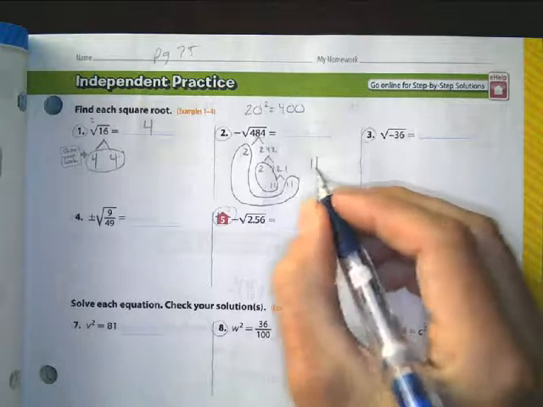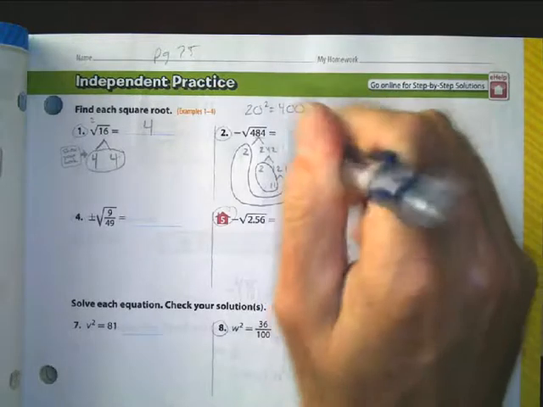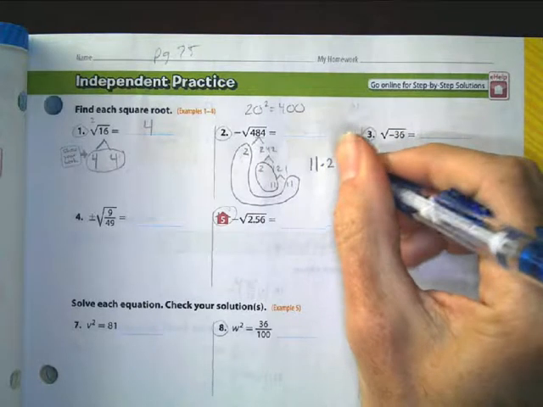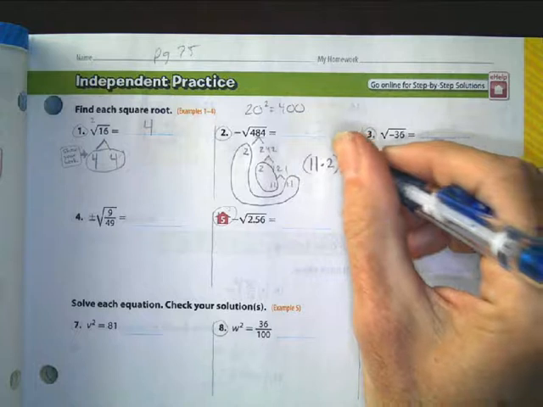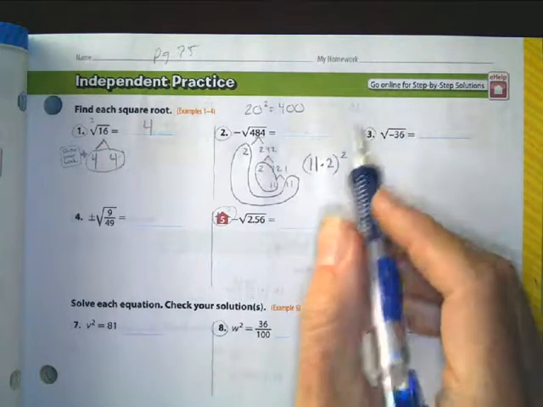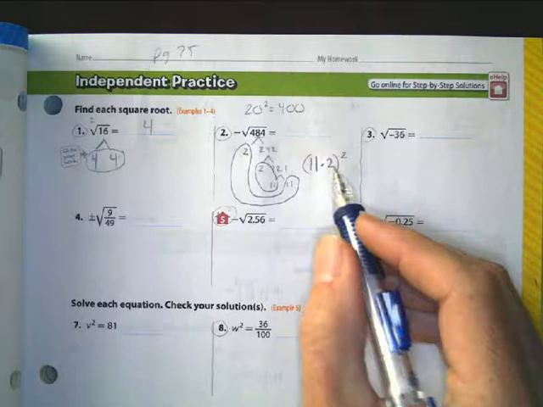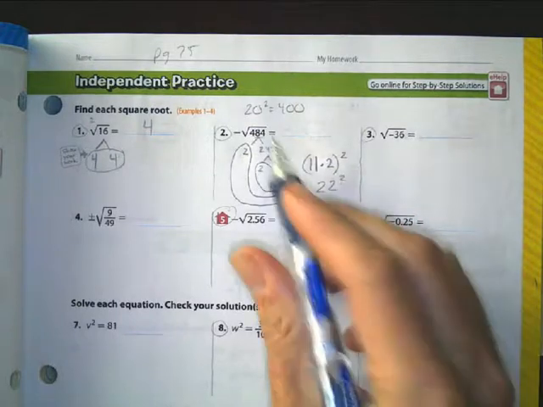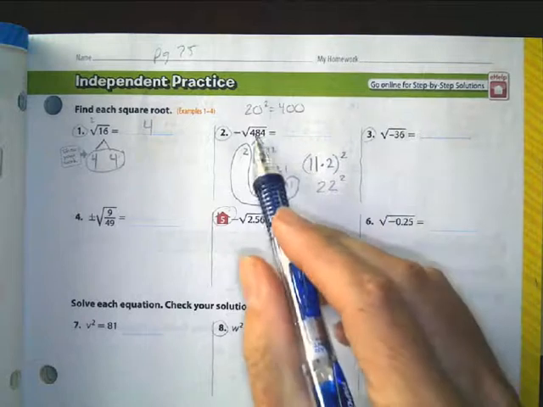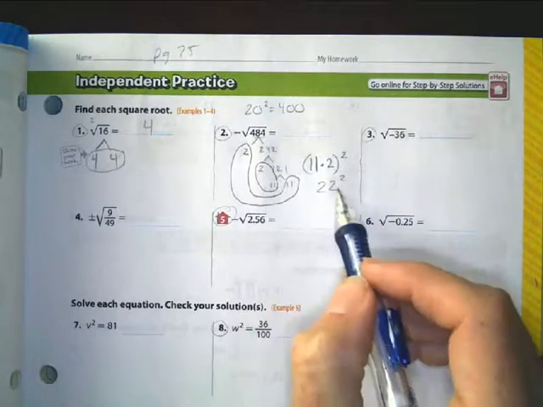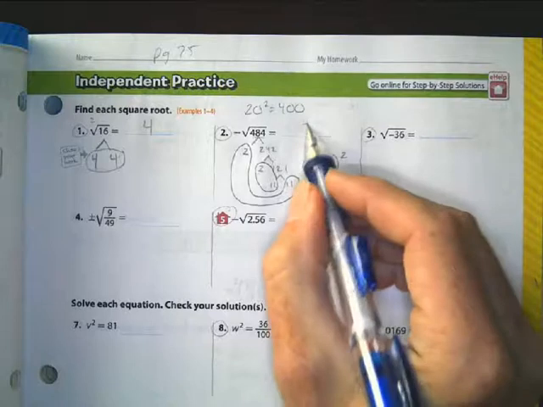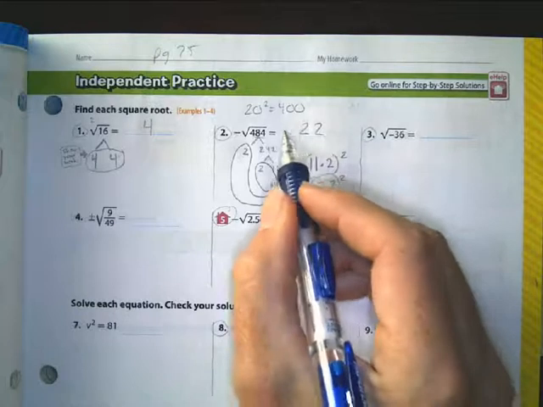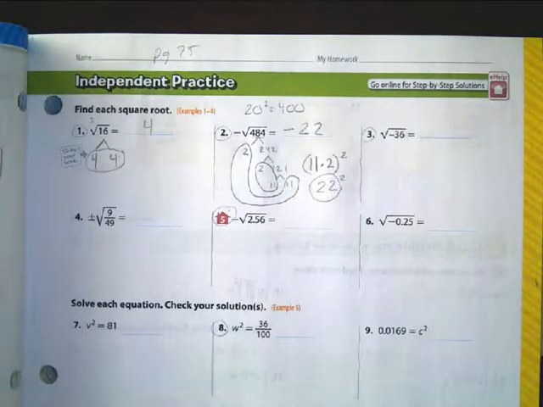So I actually have two groups. I have an 11 times 2, and I do that 2 times, right? It's squared. So what we're saying here, 11 times 2 is actually 22. So 22 squared gets me to 484. So the square root of 484 is actually going to be 22. But I'm not quite done yet because there's a negative in front of here. So I'm going to pull the negative over and make it a negative 22.